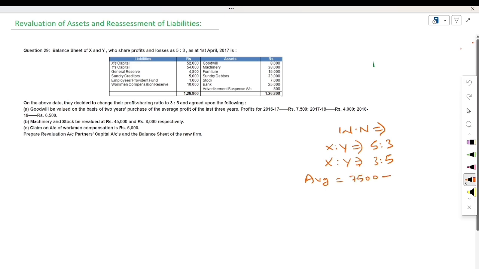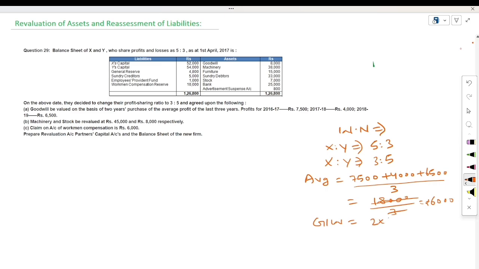Average profit: 7,500 plus 4,000 plus 6,500 divided by 3, because 3 years' profit is given here. How much will be the total amount? 14,000 plus 4,000, 18,000 divided by 3. 6,000 is the average profit. Then what will be the amount of goodwill? Goodwill is equal to average profit into number of years' purchase. For 2 years you are purchasing, then 2 into 6,000. Your value of goodwill is how much? 12,000. This is your goodwill value.